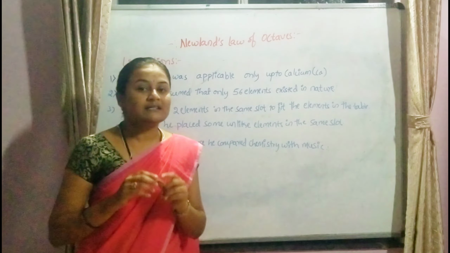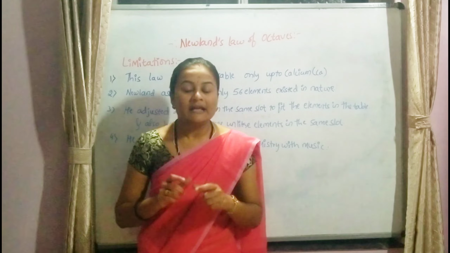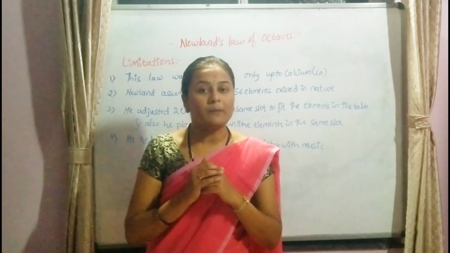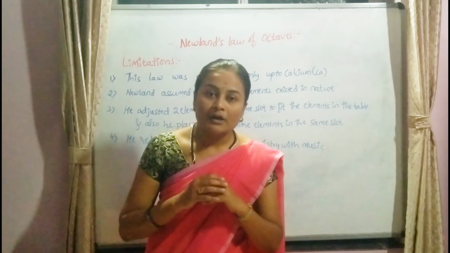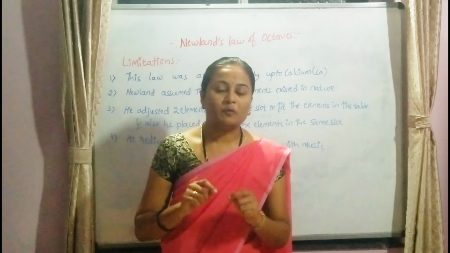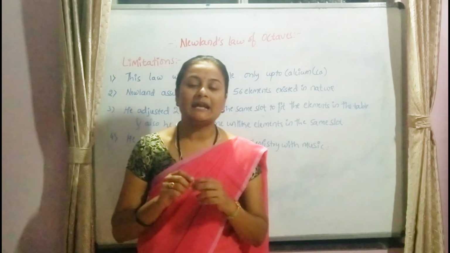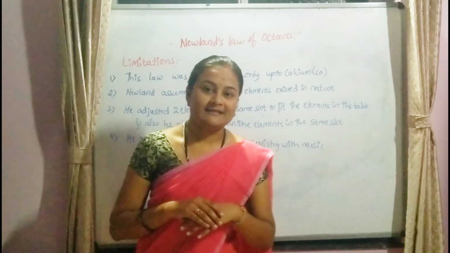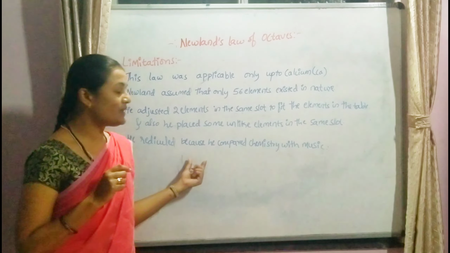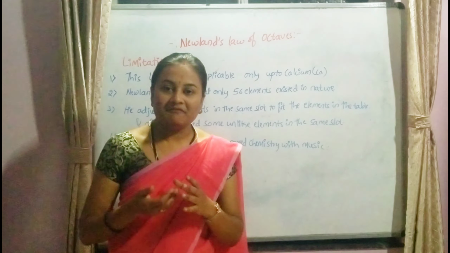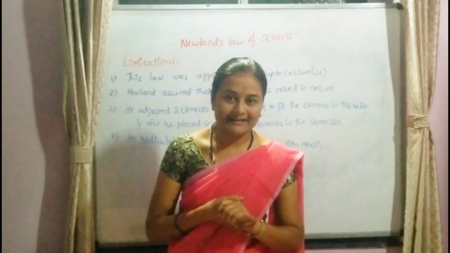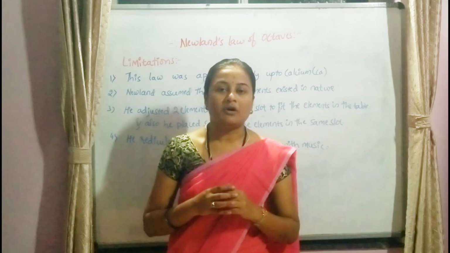For example, he placed cobalt and nickel in the column of fluorine, chlorine and bromine, which have totally different properties from fluorine, chlorine and bromine. And also he placed iron far away from cobalt and nickel, even though these three elements have similar properties. The last limitation is that he was ridiculed because he compared chemistry with music. Therefore, these ideas were not accepted by other scientists, and this is about Newlands' law of octaves.